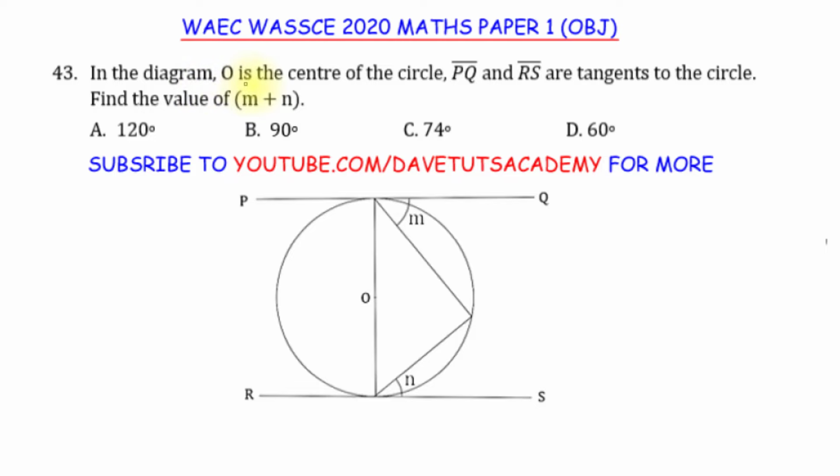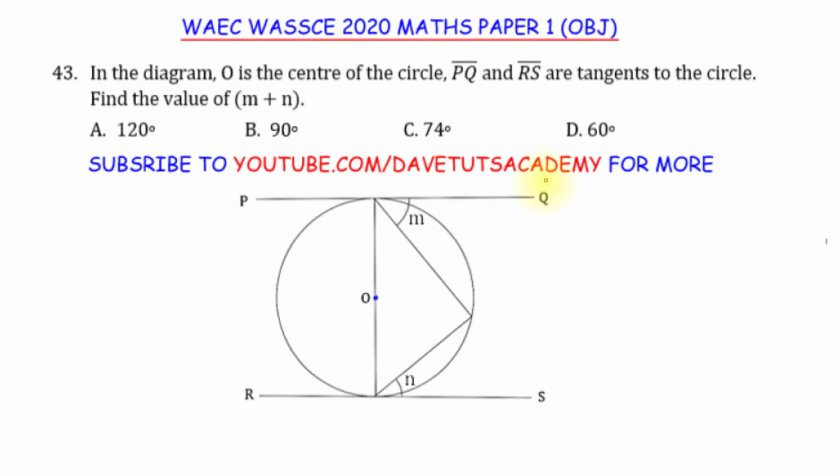In the diagram, O is the center of the circle, so this is the center of the circle O. Then PQ and RS, this is PQ and this is RS, they are tangents to the circle. We are to find the value of M plus N. So this is M, the angle between the tangent and this particular chord, and this is N, the angle between the tangent also and this other chord. So now we have to find the value of M plus N.